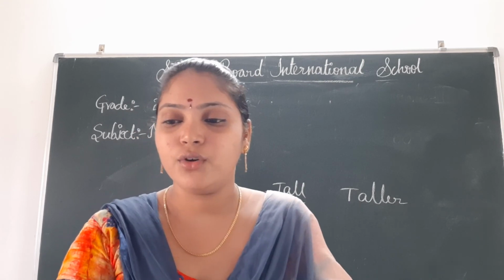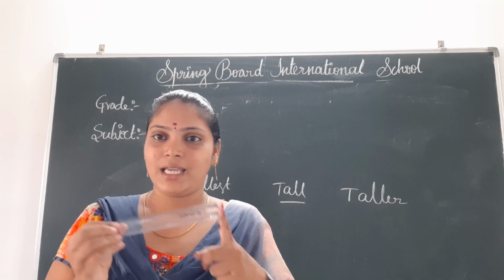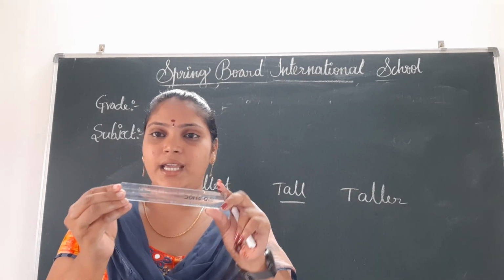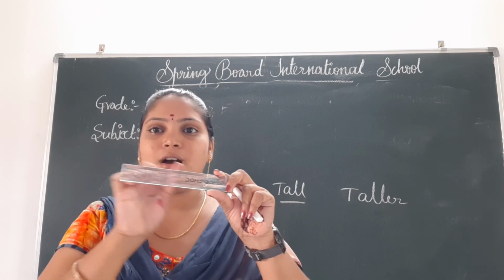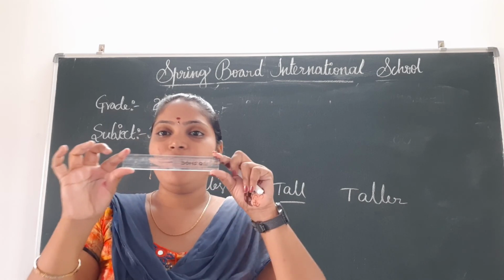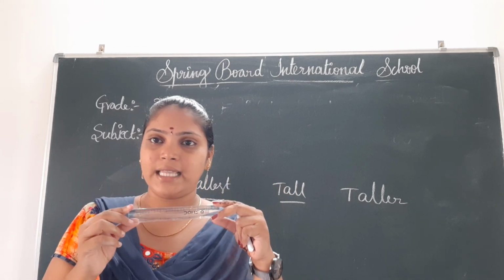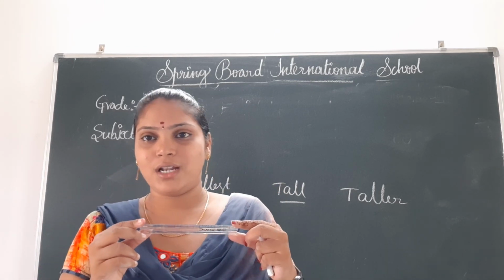And we use a scale to measure the length of an object. So this is 15 centimeters. Here a total of 15 points are marked on it. This is a 15 centimeter scale. You have to use a scale to measure the length of the object. Okay, children, are you clear?